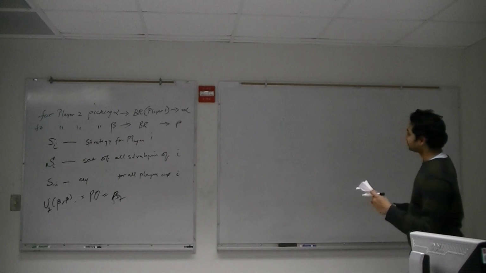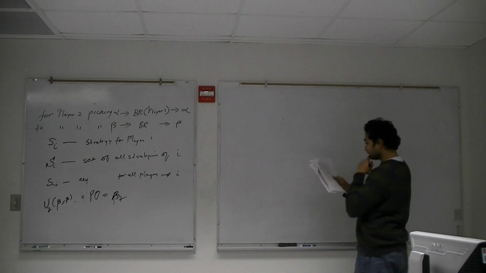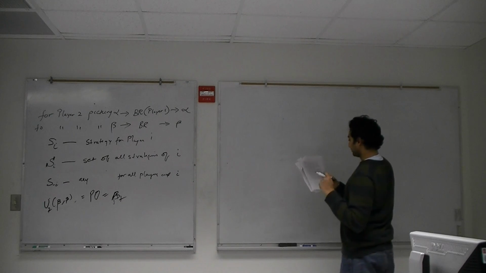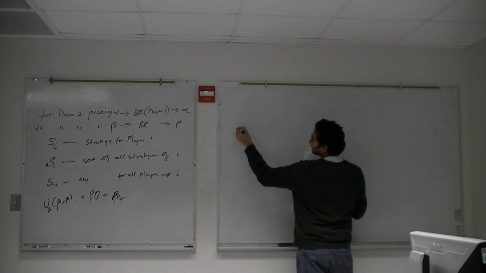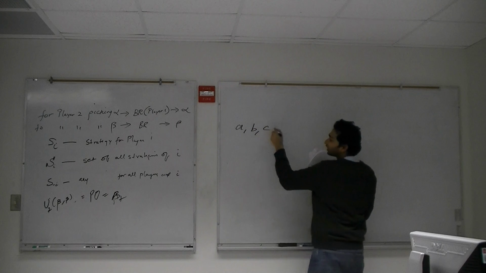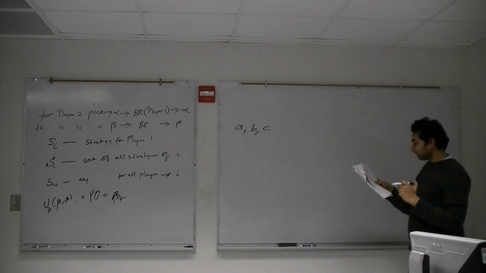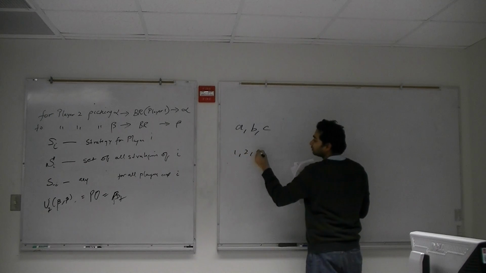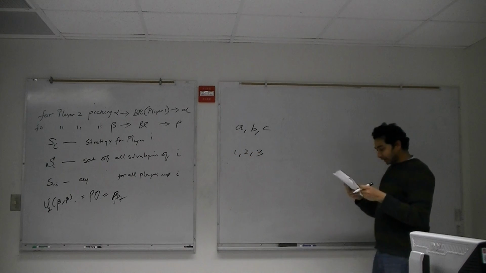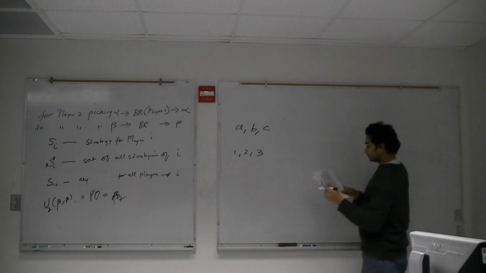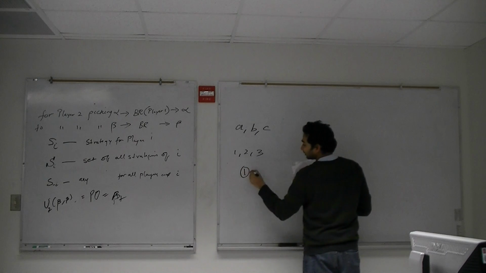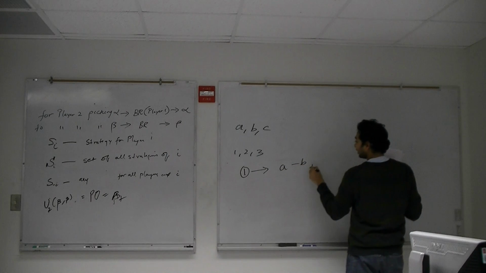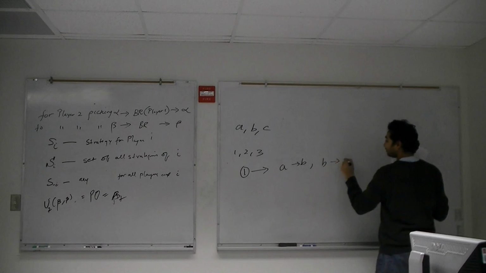We'll just do a small problem. This is a very interesting example. Okay, that's cool. Let's say there are 3 candidates, A, B, and C, and there are 3 committee members, 1, 2, 3. Committee member 1 prefers A to B and B to C.